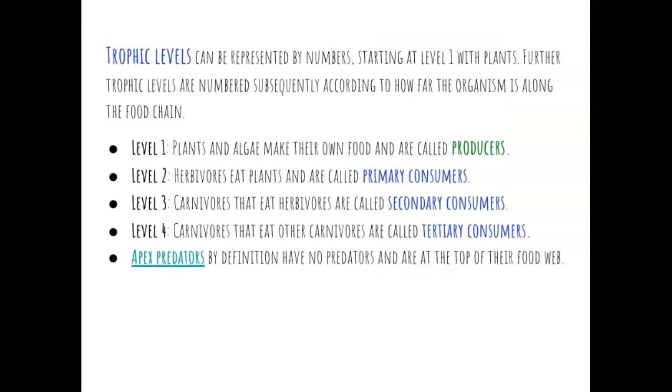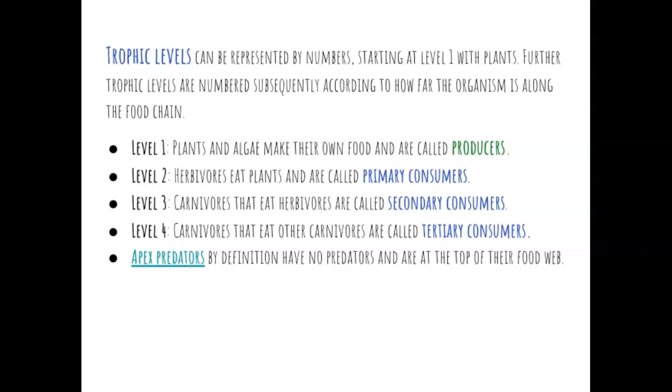Trophic levels can also be represented by numbers starting at level 1 with plants, and then the further along in the trophic levels are numbered sequentially according to how far the organism is along that food chain. So level 1 is always going to be plants or algae, and these are things that make their own food, and we call them producers. Everything else is a consumer.